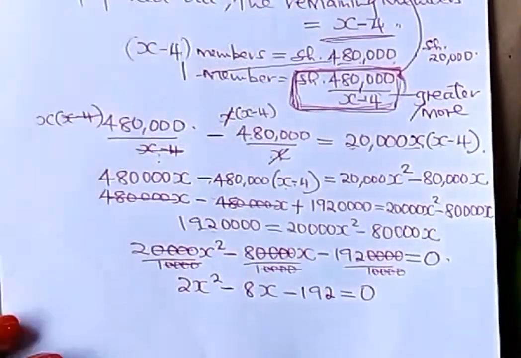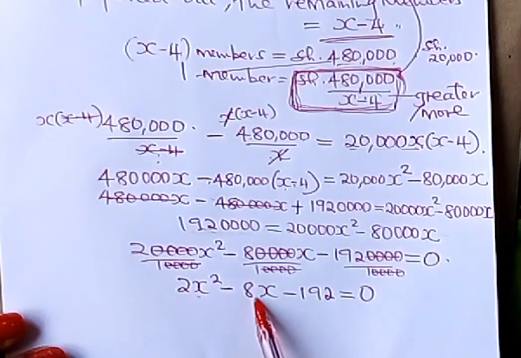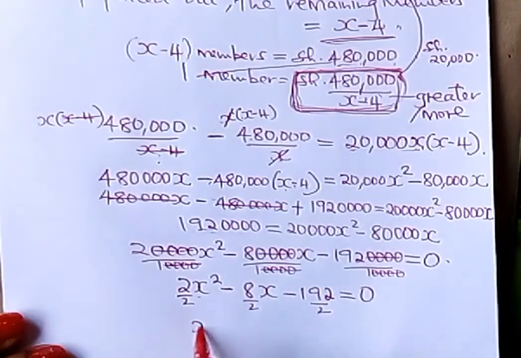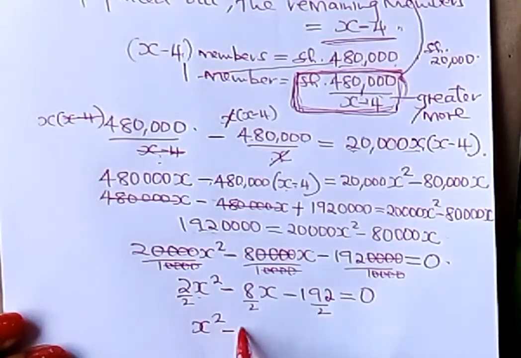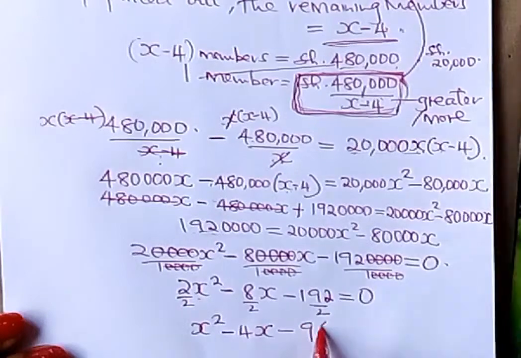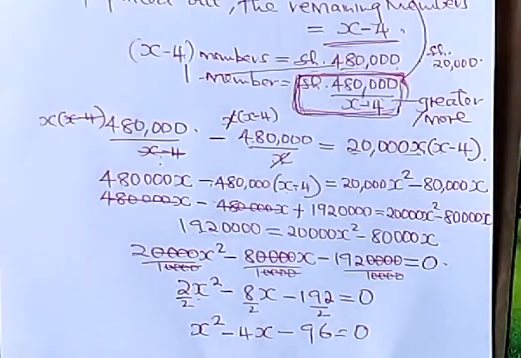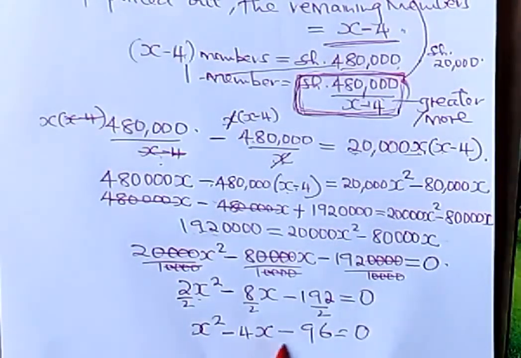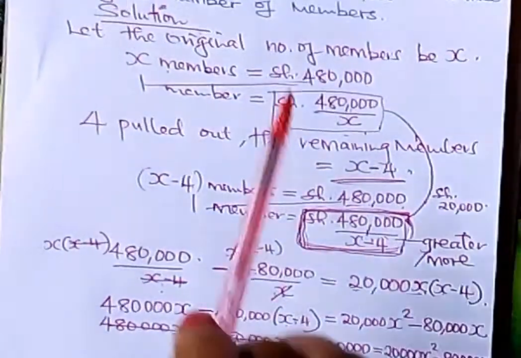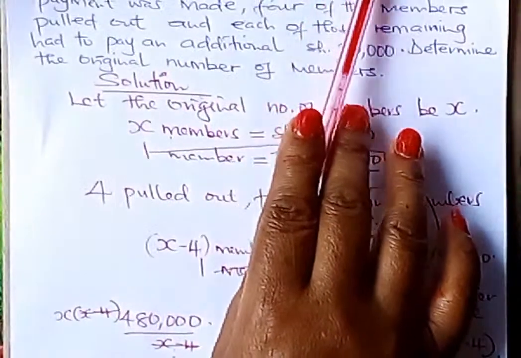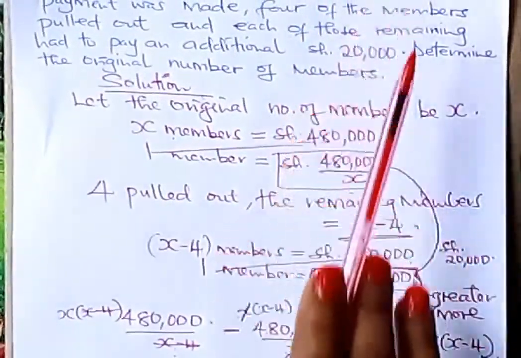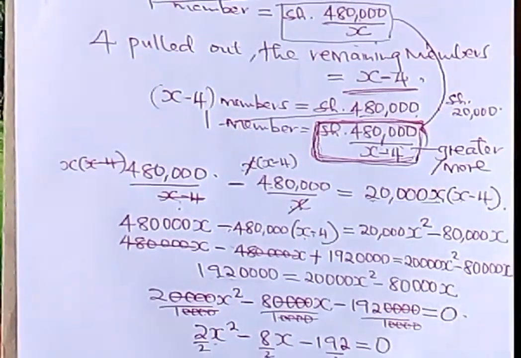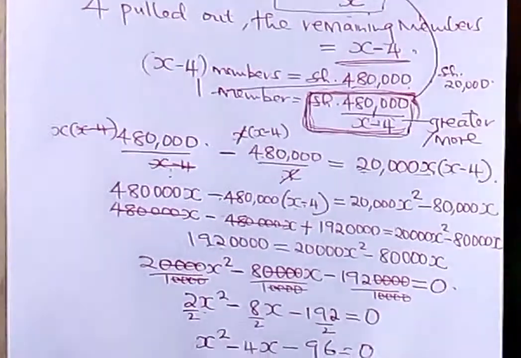And therefore, we can still divide through by 2 to make it even simpler. Look at that, divide by 2. So you get x squared minus 4x minus 96 is equal to 0, learner. So we have formed a quadratic equation here. Remember our topic here, learner, is formation of quadratic equations from given situations. We have formed a quadratic equation here that we now need to solve to get our x.